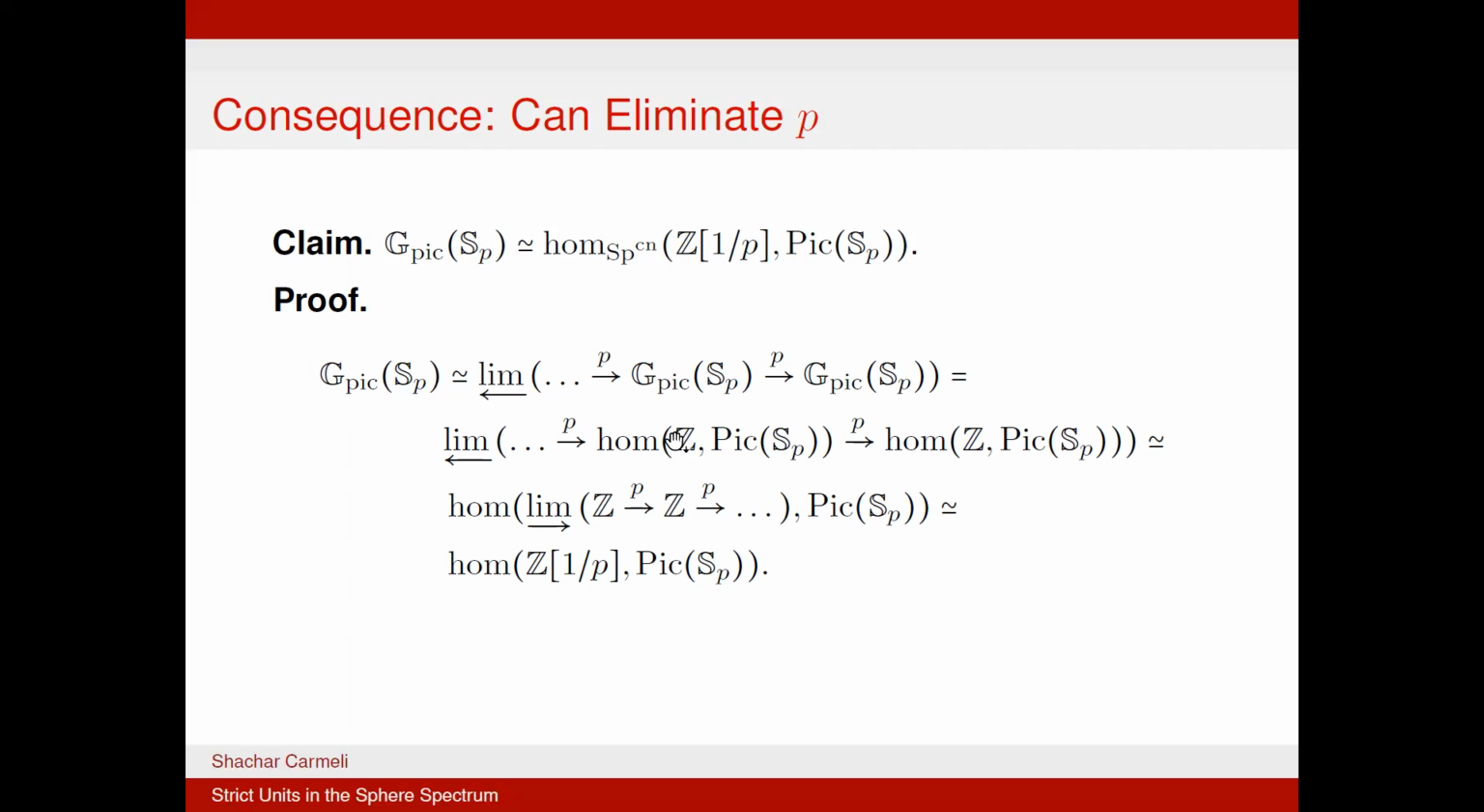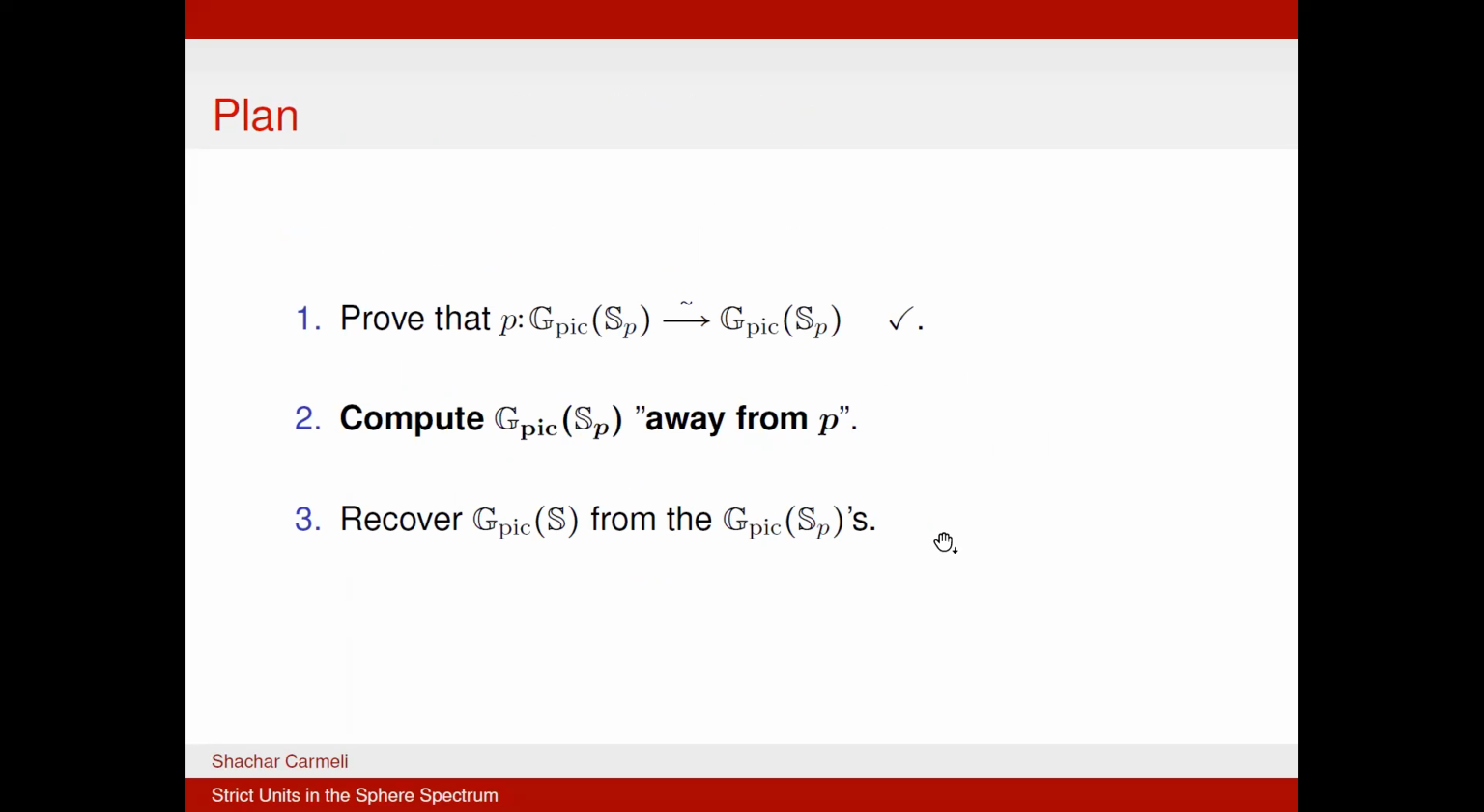But now the advantage is that we are mapping from a spectrum on which P is invertible. So that means that everything which is at P on the target can be eliminated. So in other words, now we are left with computing the strict Picard spectrum of the P-complete sphere away from P, by which I mean computing maps out of Z with P inverted. That's what I mean by computing away from P.